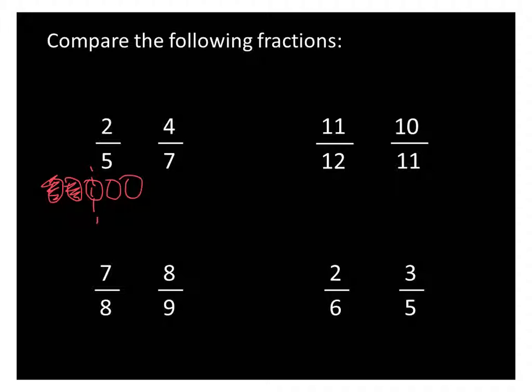And then let's look at 4/7. 4 of those would be shaded, and the halfway point would be in the middle of that 4th circle. So I know that 4/7 is just greater than a half, which makes it the greater fraction. Let's look over at 11/12 and 10/11.